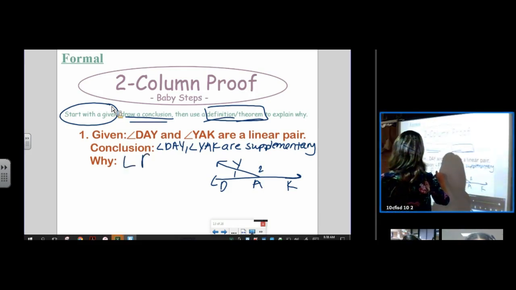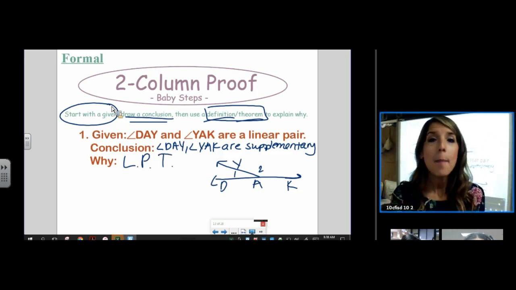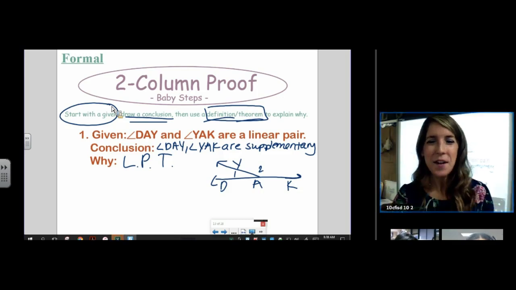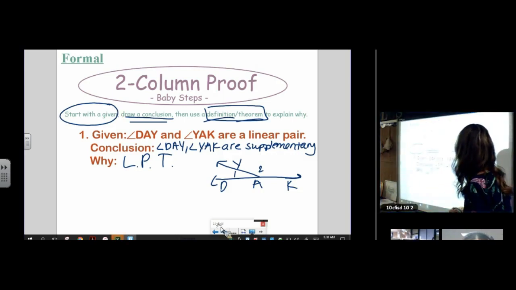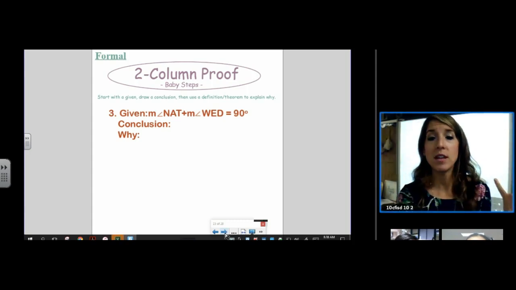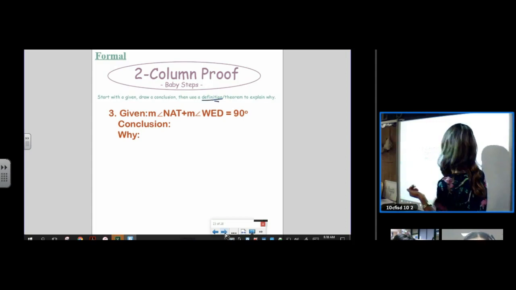And I do want you to write it out, but I'm going to abbreviate to speed this up. Why? Because of the linear pair theorem. Because my mom told me so. Because the linear pair theorem told me so. Okay, I want to try this one. So that was one where we used a theorem. I want to show you one where we're going to use a definition instead.